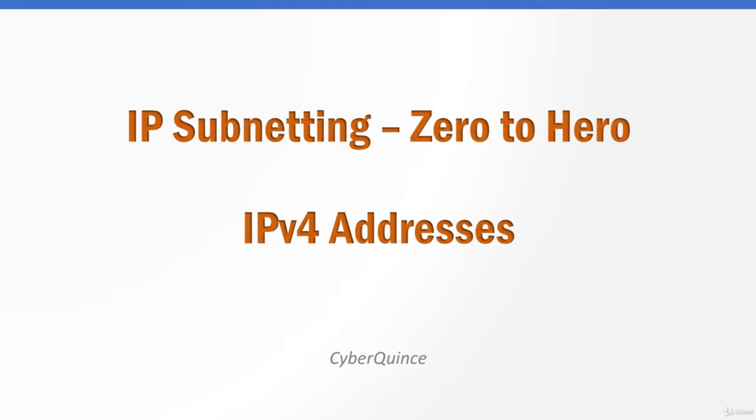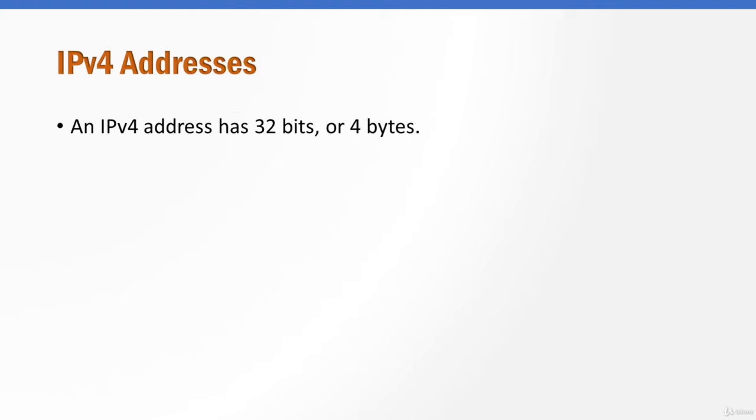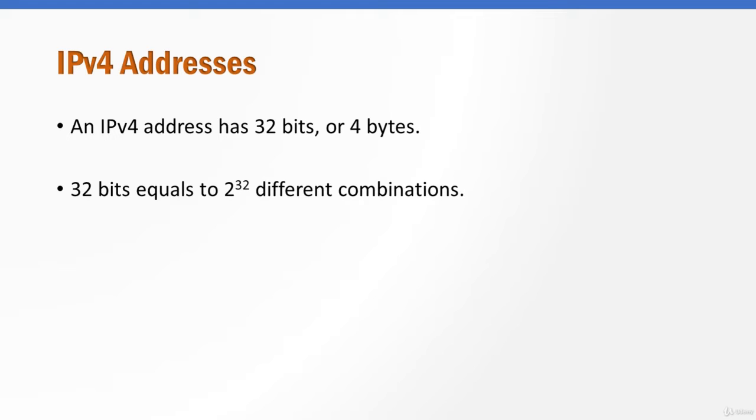In this lesson, we're going to talk about the format of IPv4 addresses. So first of all, an IPv4 address has 32 bits or 4 bytes. That's 2 to the power of 32 different combinations, and that's approximately 4.3 billion unique addresses. Let's look at an example.